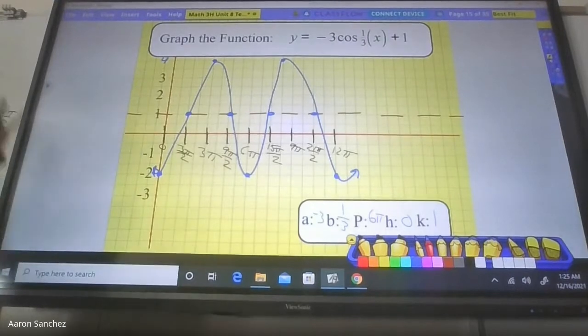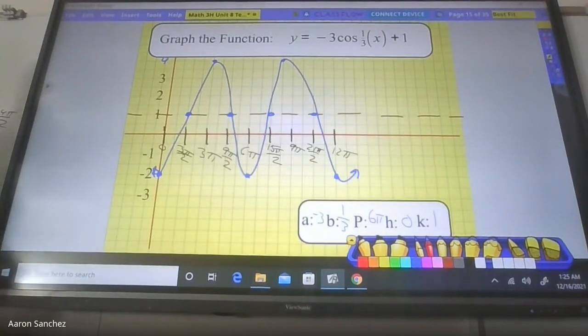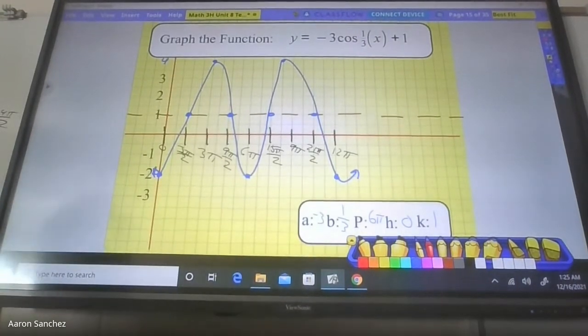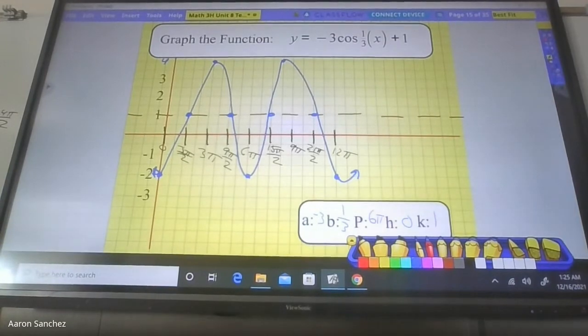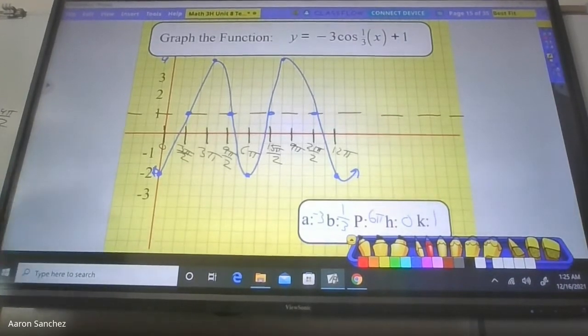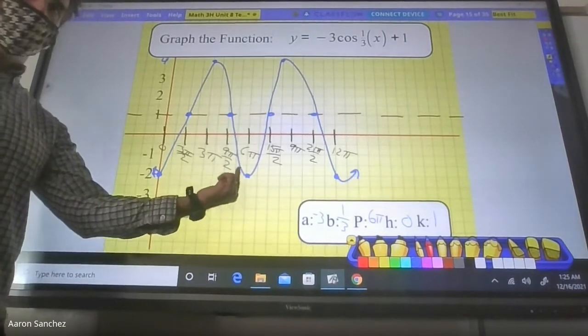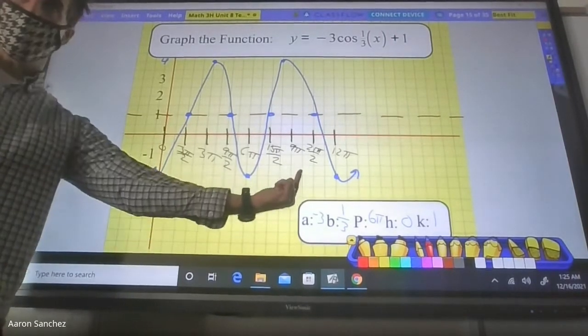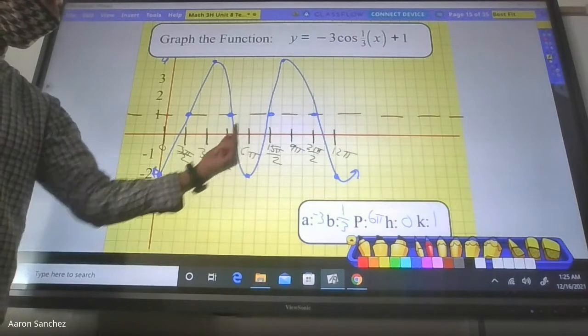If I went this way, I'd have another period. 2 periods, 5 key points twice. 5 key points is 1 period. And remember, this is 0.5 for this one. It's 0.1 for this one, right? Don't go like, oh, 1, 2, right?